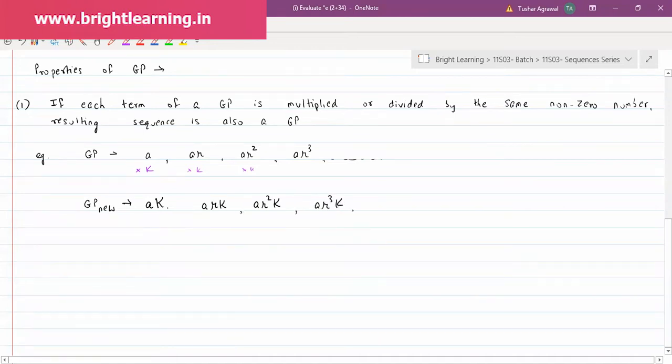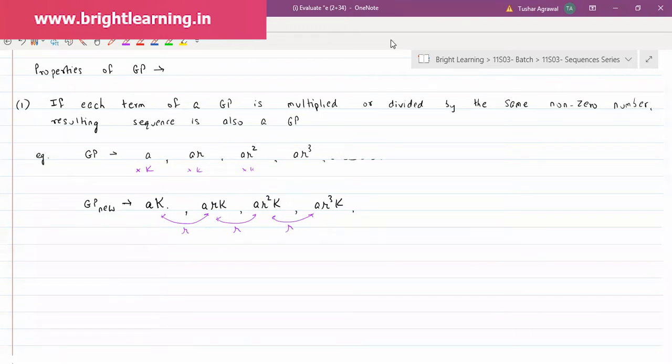Can you see that the new sequence is, first of all, again a geometric progression? What is the division over here? The division of these two terms, ARK upon AK, is R only. The division of these two terms is again R. The division of these two terms is again R. So when the original sequence is multiplied or divided by the same constant, the new sequence is also a geometric progression, and the common ratio remains unchanged. The common ratio also does not change. Is this point clear, everyone? Yes, yes, sir. Okay.